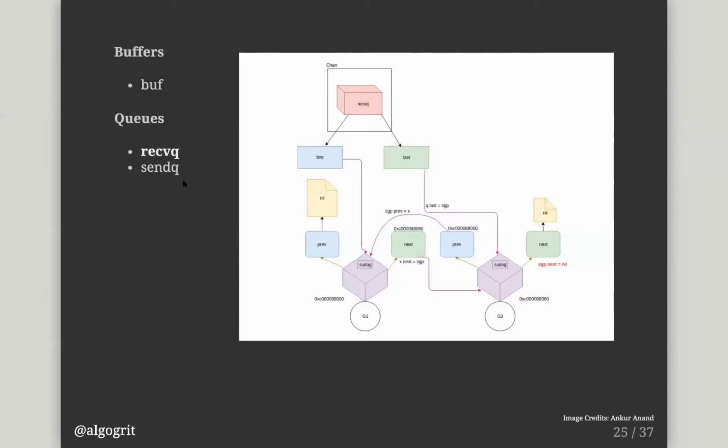This is pretty much the structure of the receive queue. If you look at it, it's a linked list. It's a doubly linked list, which has the first and the last node. The first node in turn has a previous pointer, which is null, and the next pointer, which is the next Go routine, which is going to read from this channel.